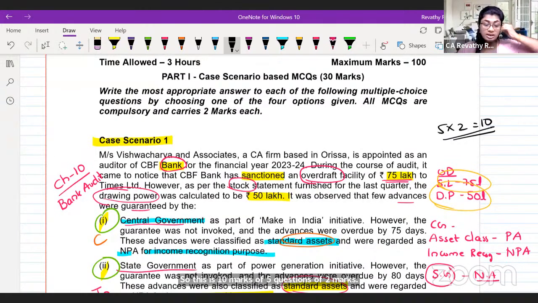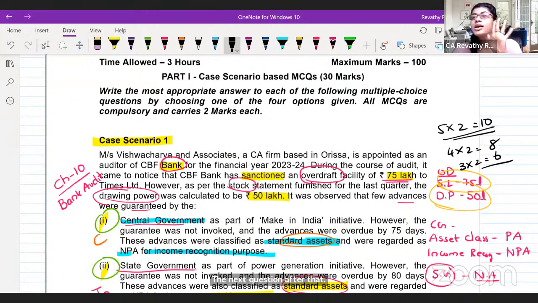Now, next integrated case study, I think there are 4 questions, which is 4 into 2, 8. The next integrated case study after that has 3 questions, 6. Out of the 30 marks, through integrated case study, they are asking 10 plus 8 plus 6. You calculate 10 plus 8 plus 6. 24 marks out of 30 is integrated case study as per MTP. The rest 3 questions are independent.